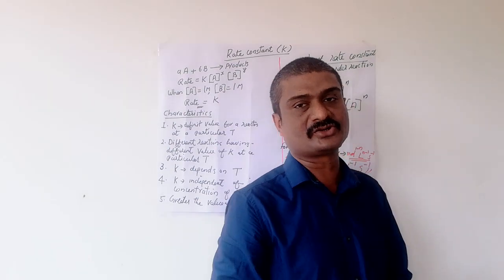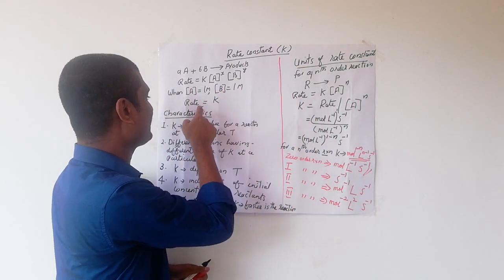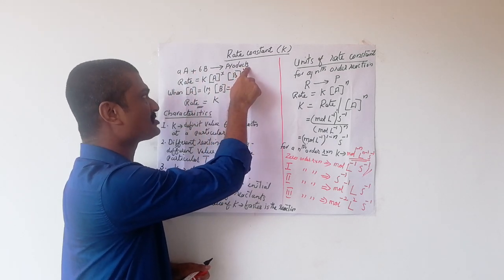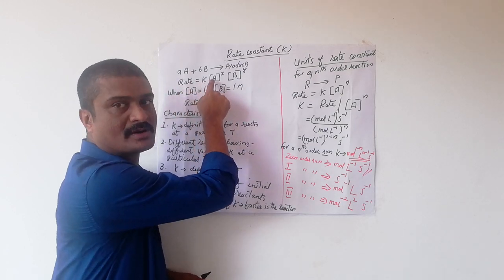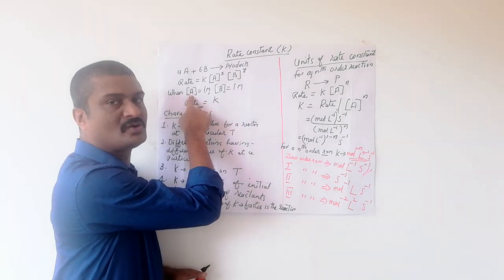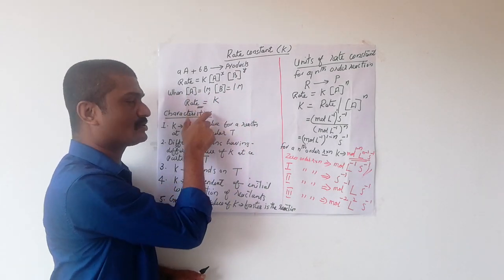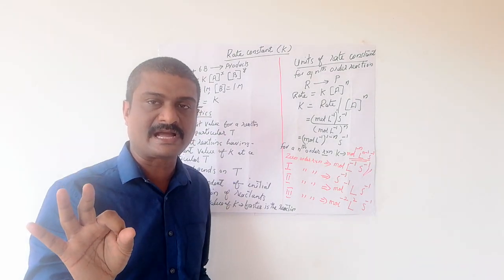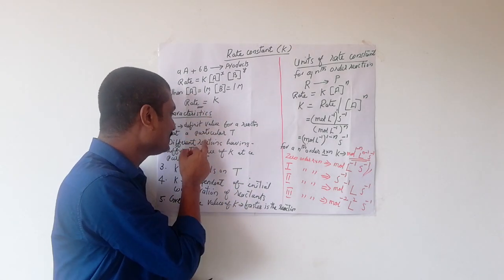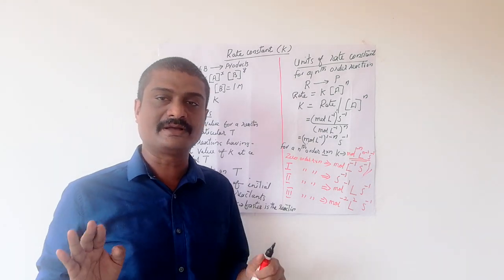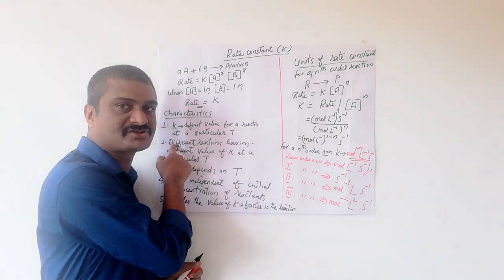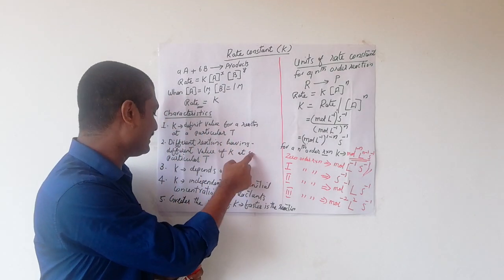Okay. Already I told you about the rate constant of a chemical reaction. For a reaction, a moles of A plus b moles of B gives product. The rate is K into the molar concentration of A raised to x into the molar concentration of B raised to y. When the molar concentration of A equals 1 molar and that of B equals 1 molar, then rate equals rate constant. The rate constant is the rate of a chemical reaction when the molar concentrations of all the reactants become unity. And its characteristics: K has a definite value for a particular reaction at a given temperature. The second characteristic, different reactions have different values of K at a particular temperature.